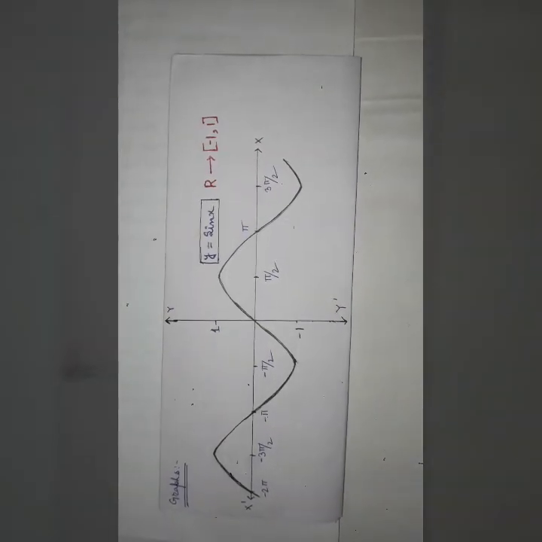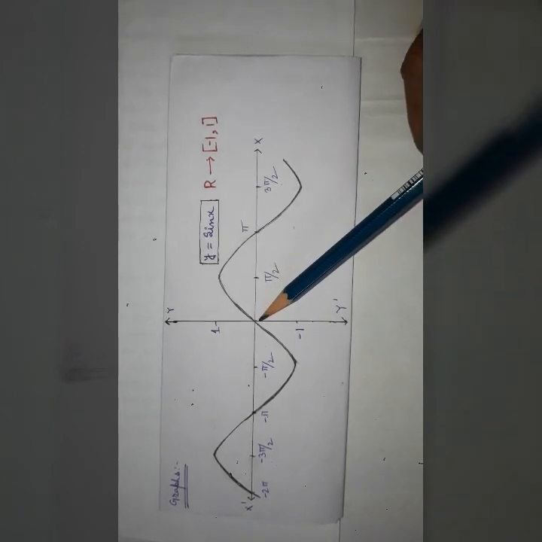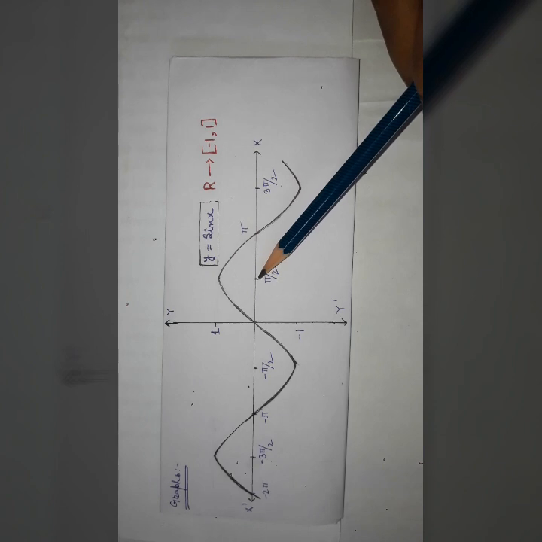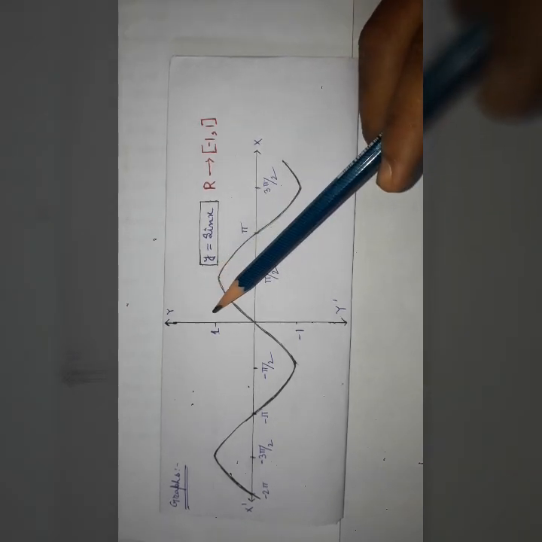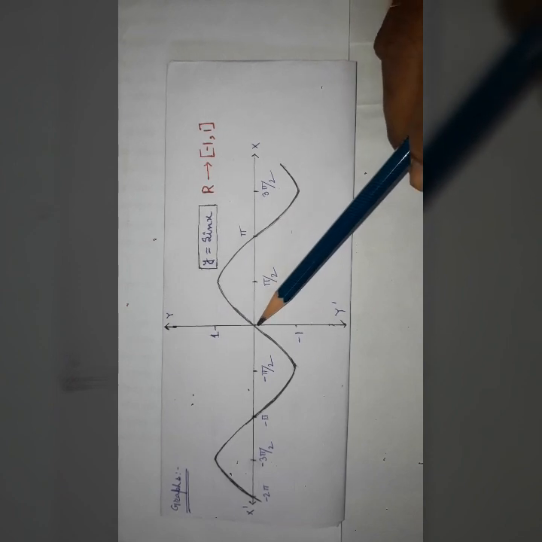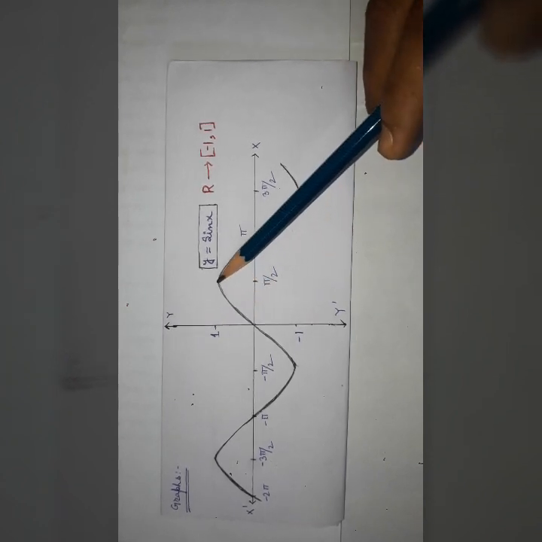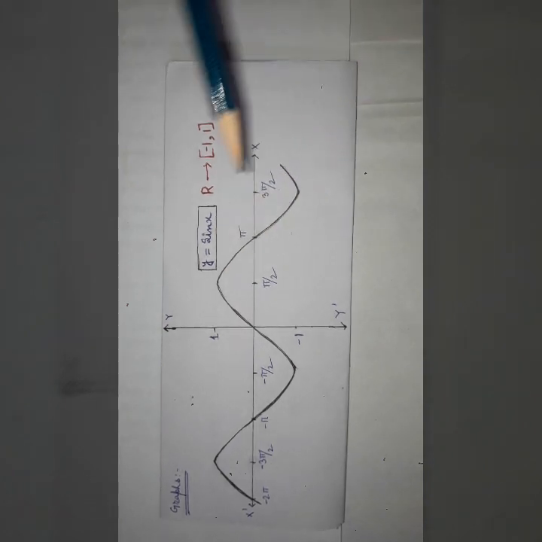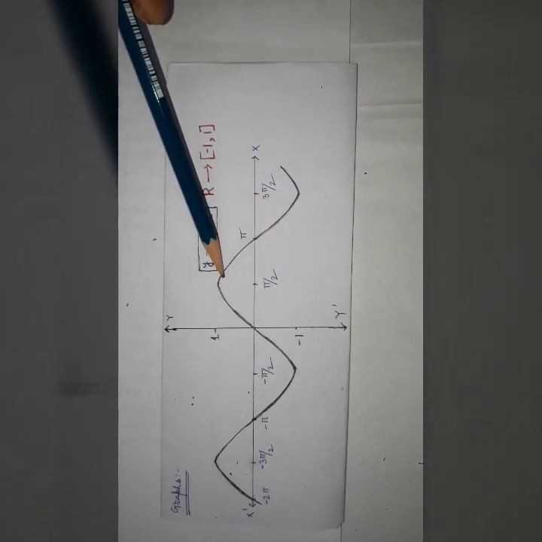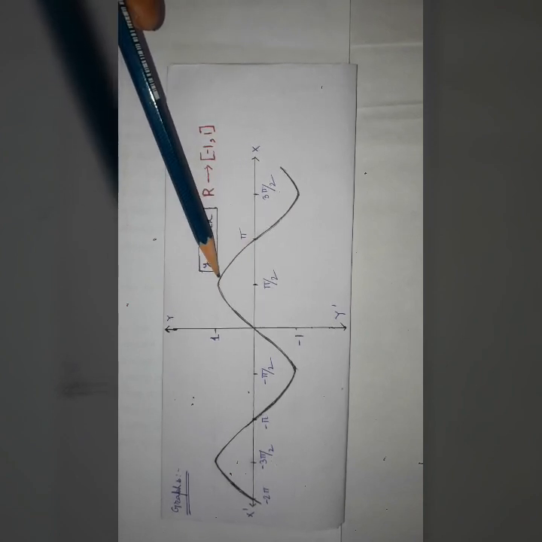Now, let us see the graph of sin x. When x is equal to 0, the value is 0. When x is equal to pi by 2, that means 90 degrees, the value is 1. So, from 0 to pi by 2, the graph is like this. It is increasing from 0 to 1. Then pi by 2 to pi, it is decreasing from 1 to 0. That means this one is the second quadrant, it is decreasing from 1 to 0.